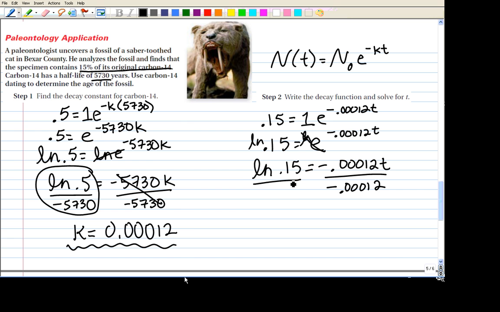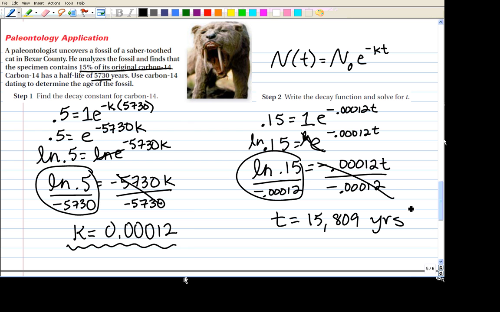Are you tired of writing that yet? Negative 0.00012. And the fossil is, are you ready for this? About 15,809 years old once you have plugged that into the calculator. Pretty old, but there you have it. Okay, done.